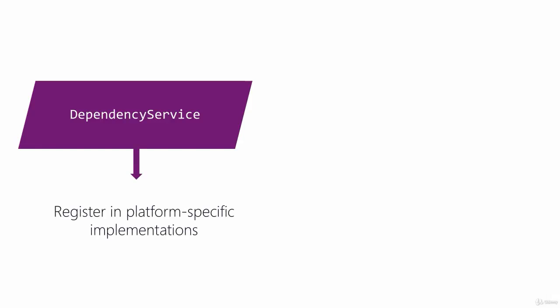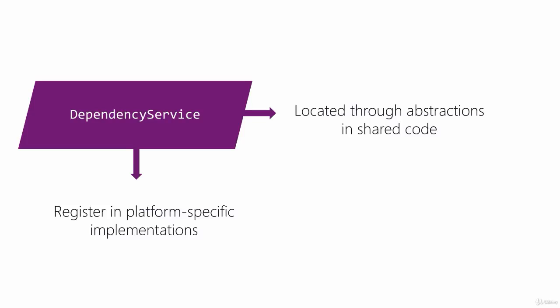Xamarin Forms includes a service locator called Dependency Service, which can be used to register platform-specific implementations and then locate them through the abstraction in your shared code. When creating your own abstractions, you can roll your own locator object or provide a singleton property that your platform-specific code assigns. Alternatively, Xamarin Forms has two built-in mechanisms.